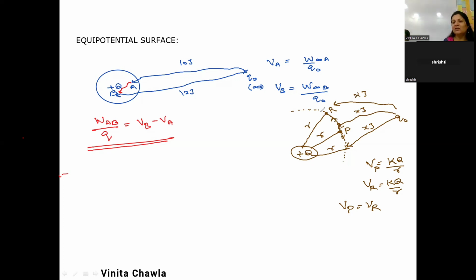And we can see all these points are at equal potential. When we collect all these points, the locus of all these points forms an equipotential surface. Okay. So work done is 0.